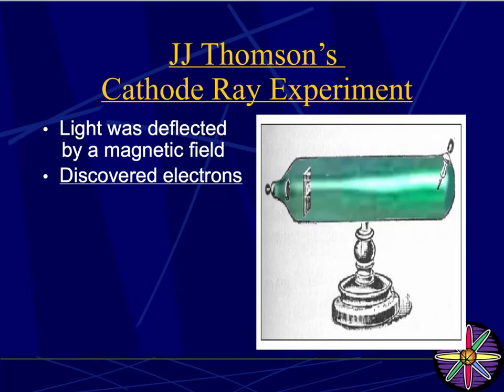There was a scientist named J.J. Thomson, and he just made the discovery of electrons using something called a cathode ray experiment. This cathode ray tube, this green tube in this picture, is a lot like a picture tube on an old TV. And he deflected light using a magnetic field, and what he found was this deflection, the negatives were deflected, and he figured there had to be a force there to make the negative electrons move out, and he discovered those electrons by that experiment.